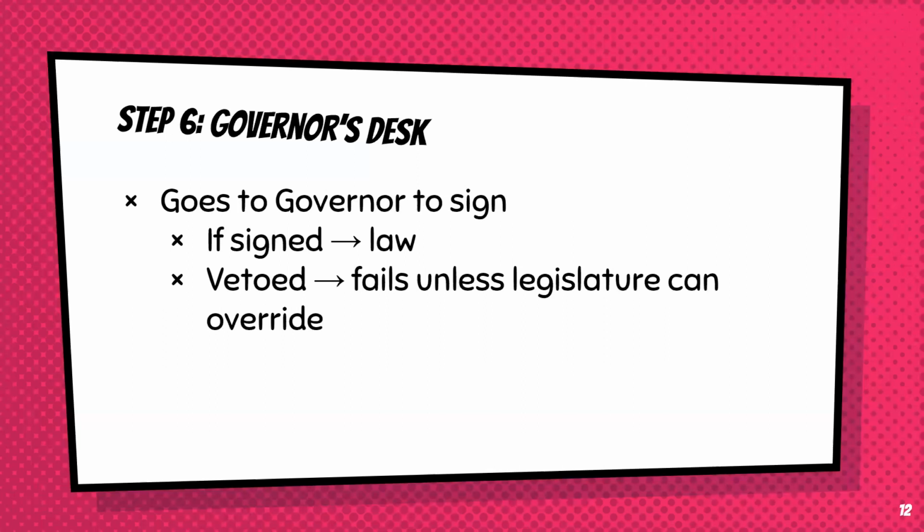So this is the final step. If a bill passes the House and the Senate, it then goes to the governor's desk for signature. As I said, this is the final step in the legislative process and the final place that the law can potentially fail. If a governor signs it here, the bill becomes a law.